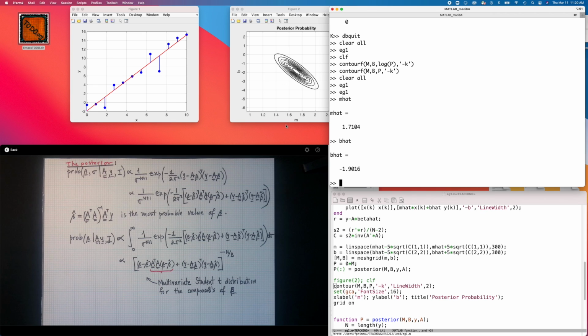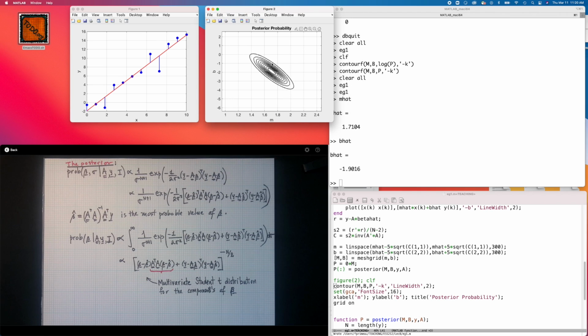if I integrate out m, I should get the posterior for b alone, and if I integrate out b, I'll get the posterior for m alone. So maybe we should do these marginalizations and add the plots of the marginals. This is the joint probability.